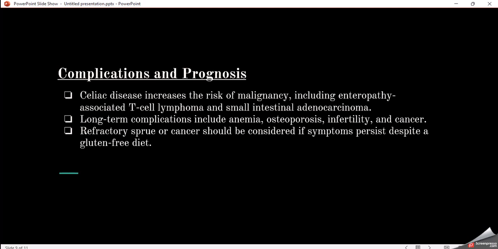Complications and prognosis: if celiac disease is not managed properly, it could increase the risk of malignancy, including enteropathy-associated T cell lymphoma and small intestinal adenocarcinoma. Long-term complications could also arise, such as anemia, osteoporosis, infertility, and cancer. Refractory sprue or cancer should also be considered if symptoms persist despite a gluten-free diet.